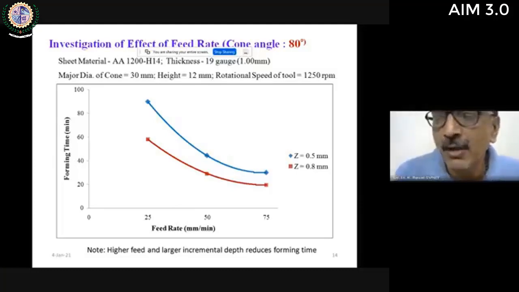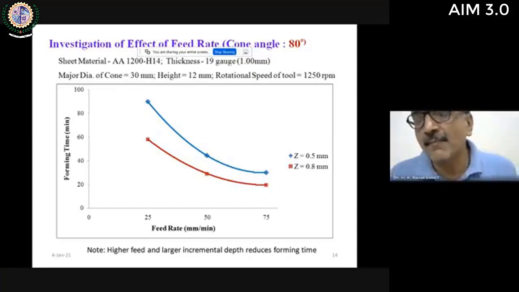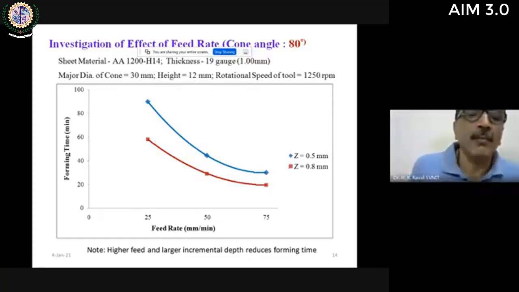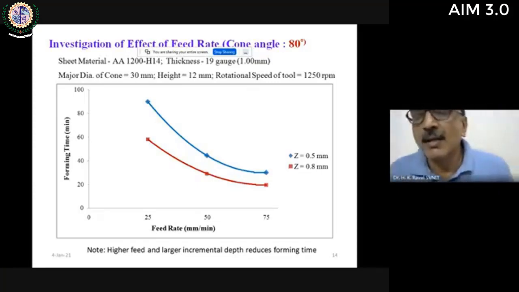Those who have joined late, let me give again the understanding of what Z is. Z is the incremental depth, the depth given when the tool completes one planar deformation, and to go to the second planar deformation, the tool has to advance downward. So that is given as Z. If Z is less, obviously the number of slices and layers to be formed will be more, hence the time required for forming will be more. So the higher the Z, the lesser the forming time.